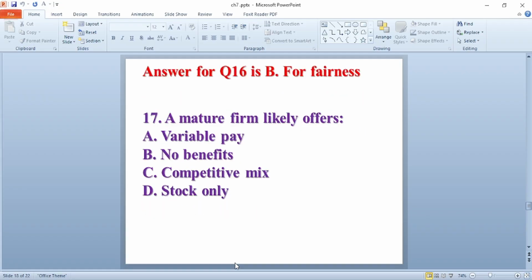Question number 17. A mature firm likely offers dash. A. Variable pay, B. No benefits, C. Competitive mix, D. Stock only. The answer for this question is C. Competitive mix.